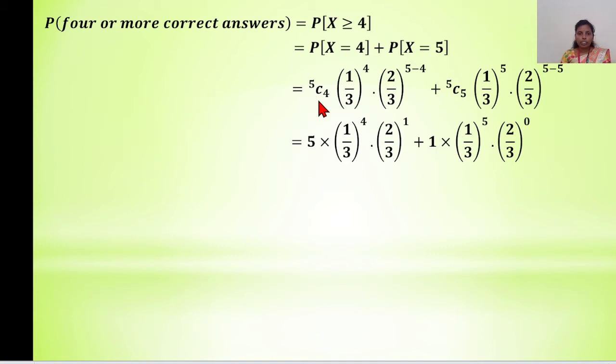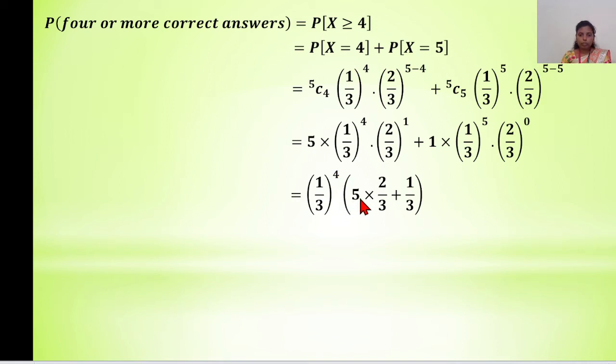That is equal to, here the term 5C4, after solving this term we can get the value 5 into (1/3)^4 into (2/3)^(5-4), that is 1, plus here the value of 5C5 is 1 into (1/3)^5 into (2/3)^(5-5), that is 0. Here (1/3)^4 is common in the two terms. Therefore, we can take (1/3)^4 as common.